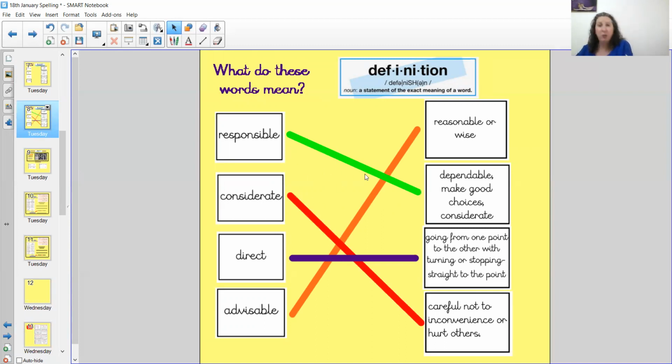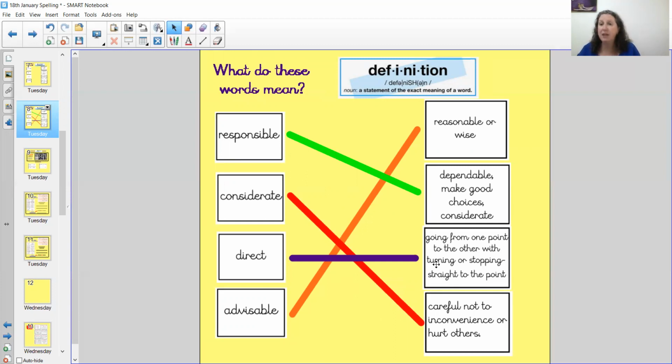Responsible means that people can depend upon you, that you make good choices and that you're considerate. Considerate means that you're careful not to inconvenience others or to hurt others. Direct means that you're going from one point to the other without stopping, without turning. It's just straight to the point. And advisable means that you think reasonably, or you are reasonable, or you are wise. So they are our definitions.